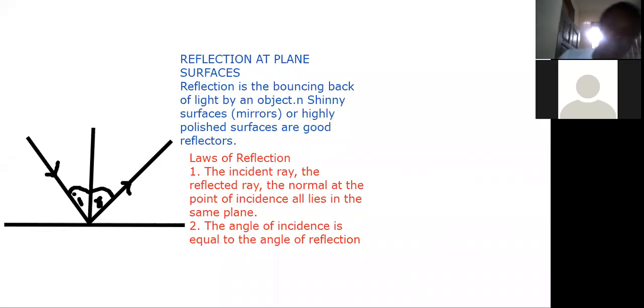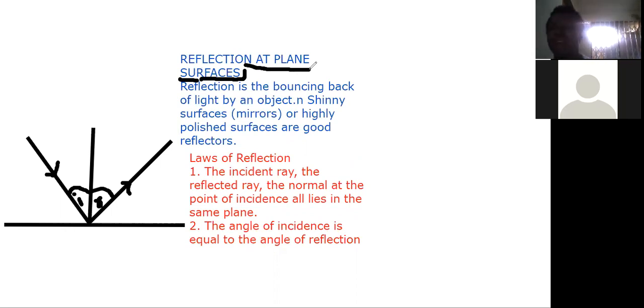So today we are going to do reflection at a plane surface. So we are going to do reflection at a plane surface. Now I know right from JHS you studied what reflection is, so basically you have an idea of what reflection is. So we are going to do reflection at plane surfaces, a surface which is plane.